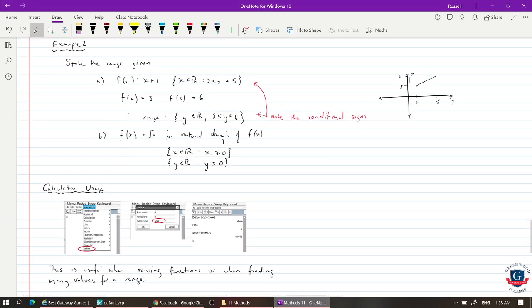Now if we look at f of x equals root x as the natural domain of f of x, that function looks something like this. Now it's impossible for x to be negative, because if you take the root of a negative value, it's undefined. So here we've stated that x can only take on positive values, as shown by our graph. And similarly, y can only take on positive values. There's no way to make that into a negative value. And that's shown by our graph. Now, this sort of thing becomes easier with practice.